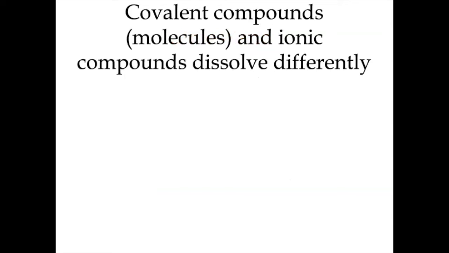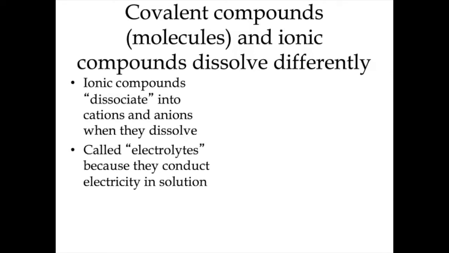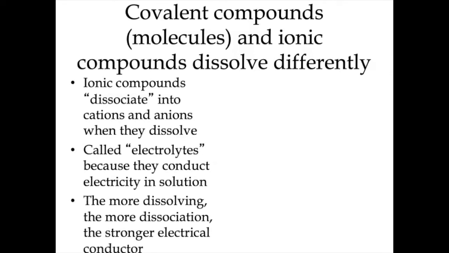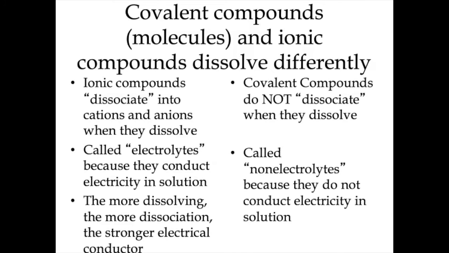So one thing that you really need to know about is this idea that covalent compounds and ionic compounds dissolve differently, even when their polarities match. Ionic compounds always dissociate, right? That means they break apart into cations and anions. Those are called electrolytes because they conduct electricity in solution. And it turns out that the more you dissolve, the stronger an electrical conductor you are. Covalent compounds do not dissociate when they dissolve, and for this reason they're called non-electrolytes because they don't conduct electricity in solution.